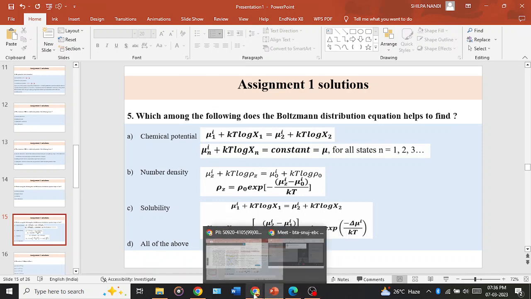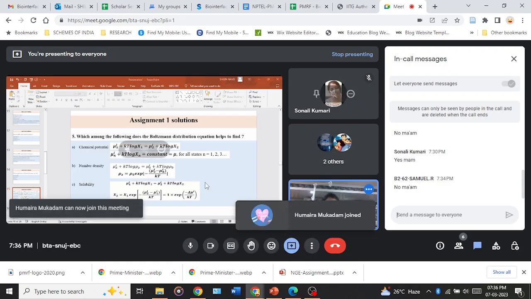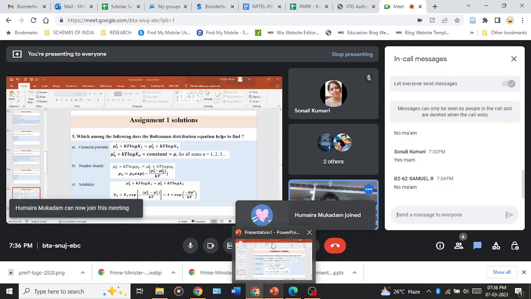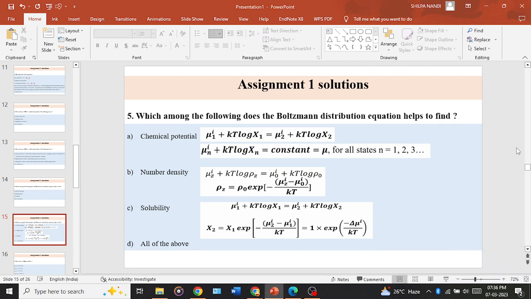Wait a second, I think someone is here too. I hope this is quite clear that using the same equation we can find all the three, that is chemical potential, number density as well as the solubility. So this was all about the Boltzmann distribution equation. So we'll move on to the next question.